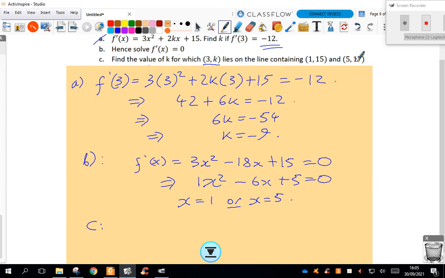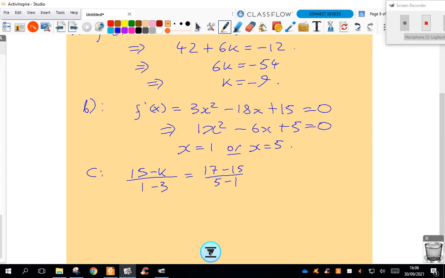So I'm going to say the slope between 3 comma k and 1 comma 15. And I find the slope y2 minus y1. The change in y will be 15 subtract k over x2 minus x1. That's 1 subtract 3. So that slope there containing these 2 points should be the same as the slope containing these 2 points. If they're all on the same line, collinear, they'll have a common slope. 17 subtract 15 all over 5 subtract 1.